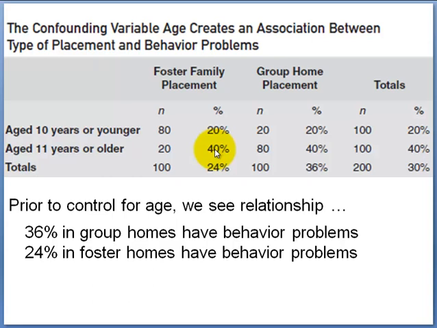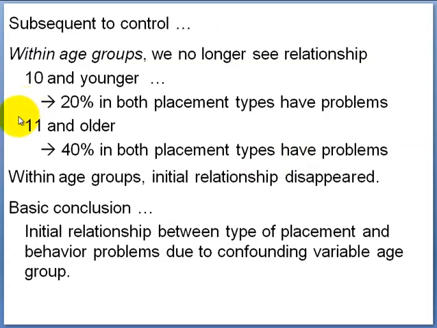So in sum, what's happened is that when we control for age, the relationship disappears. In other words, we don't have a relationship within our subgroups. This slide summarizes the data from the prior one, and the basic conclusion is that within the age groups the relationship has disappeared. So what we reason is that the relationship between type of placement and behavior problems was due to the confounding variable of age.